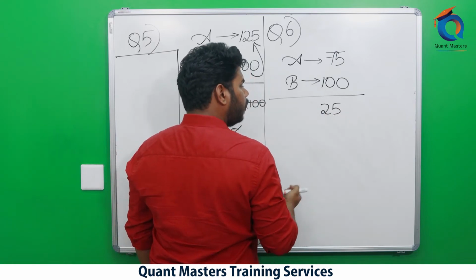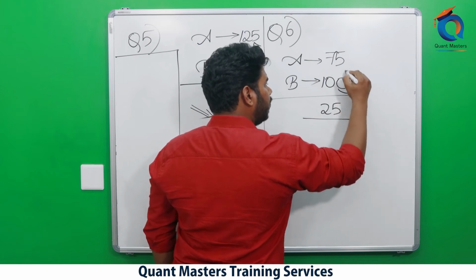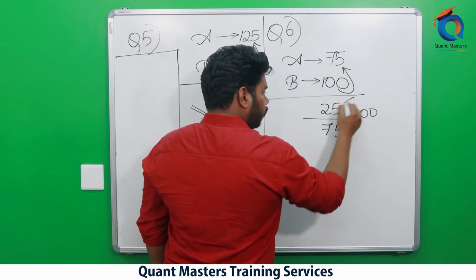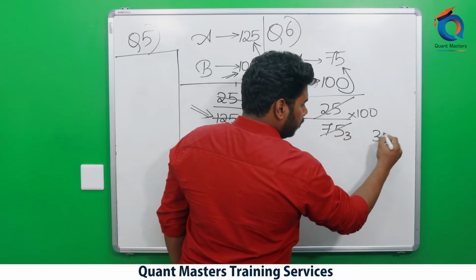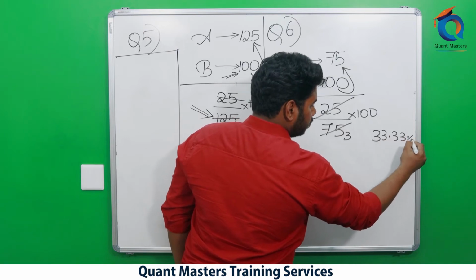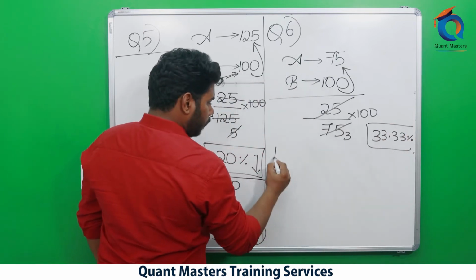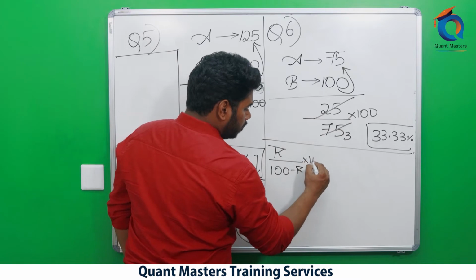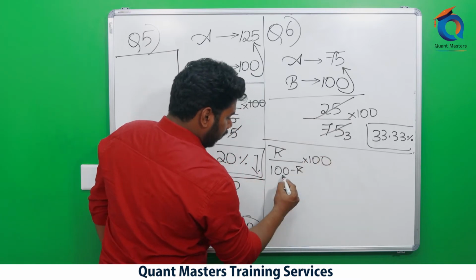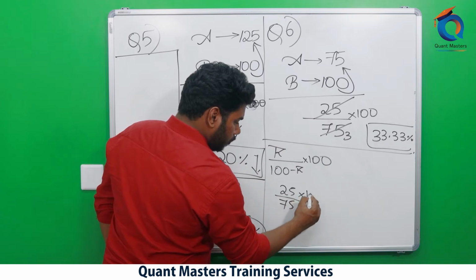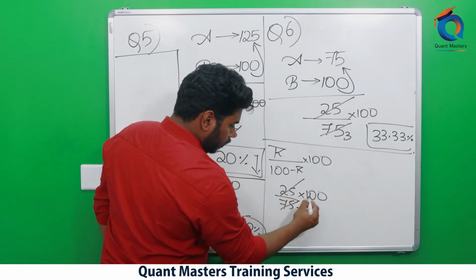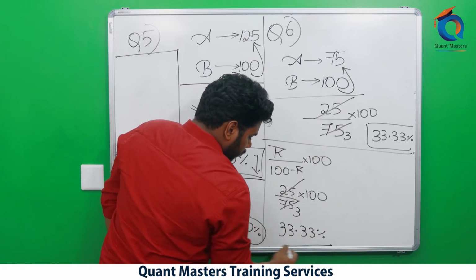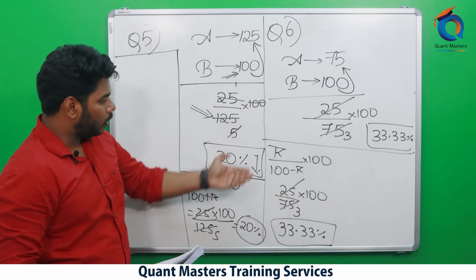Now they are asking by what percent is B's salary more than A? Than A means with respect to A's salary, into 100. 25 ones are 25, 25 threes are 75. So 100 by 3 will be what? 33.33%. We can solve this using the formula, that is R divided by 100 minus R, into 100. So R is 25, 100 minus 25 is 75, into 100. 25 ones are 25, 25 threes are 75. So the answer is 100 by 3, that is nothing but 33.33%. I hope you have understood the concept. Please take down both the methods.